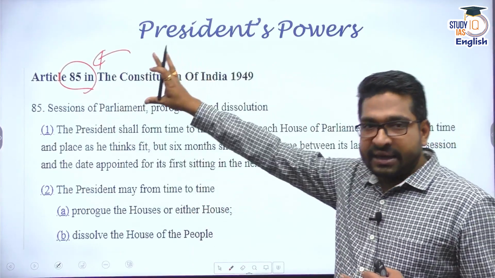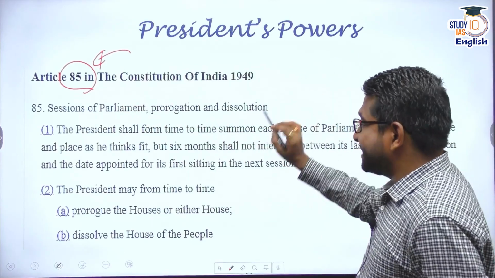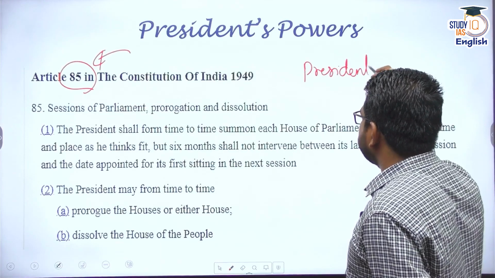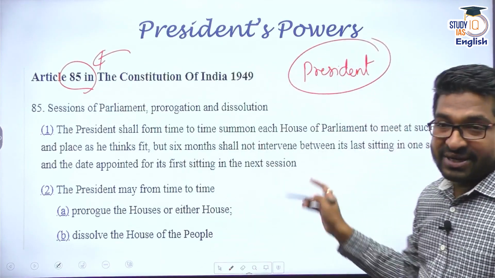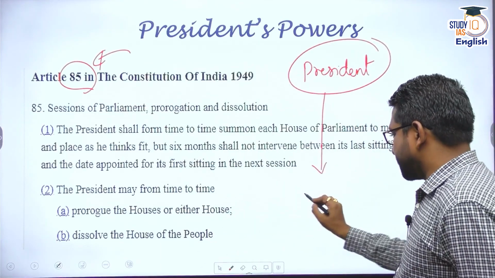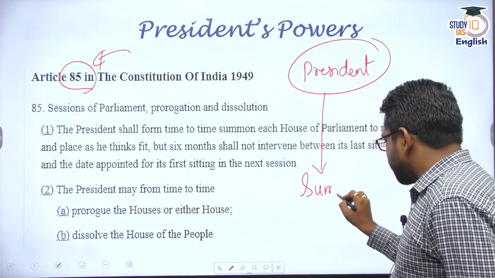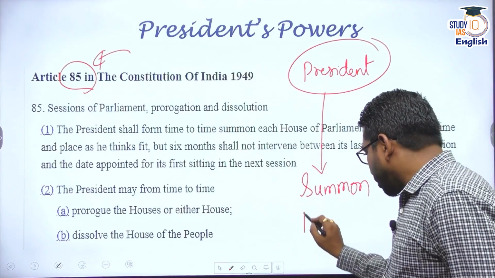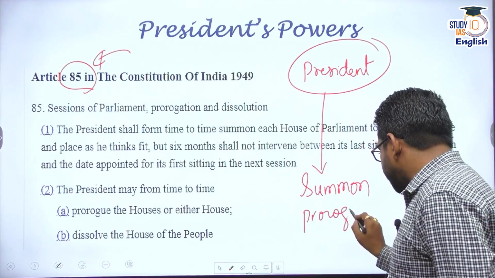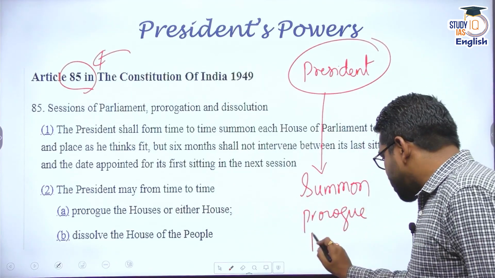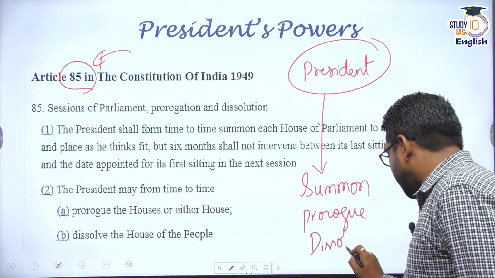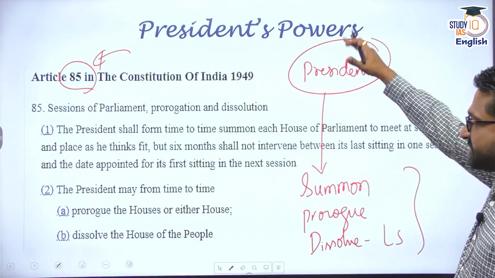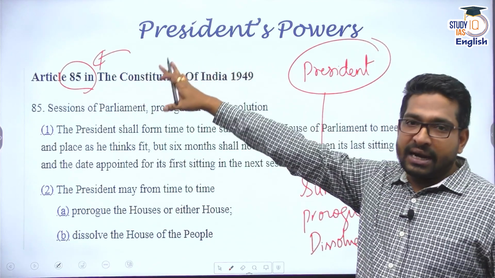Now, under Article 85, remember, President of India, I am reiterating here, everything is connected to the President of India. President has the power to do three things. One is to summon the houses, call the houses. Second one is to prorogue the houses. We'll understand this term. And the third one is to dissolve the house. When I say dissolve the house, dissolve only the Lok Sabha. Rajya Sabha is a continuing house. So president has these three powers in Article 85.